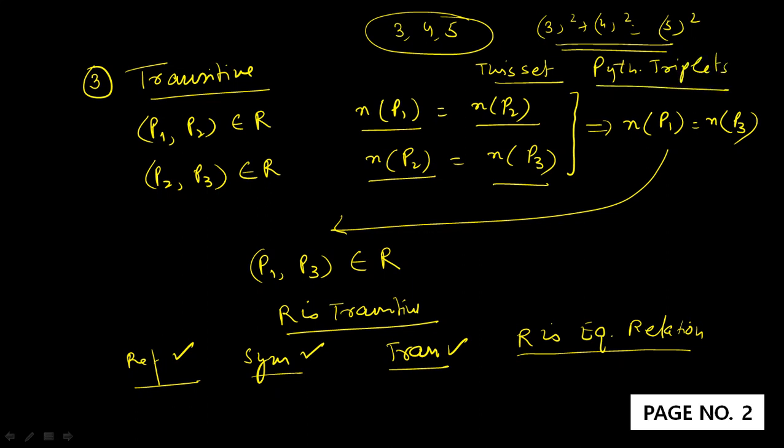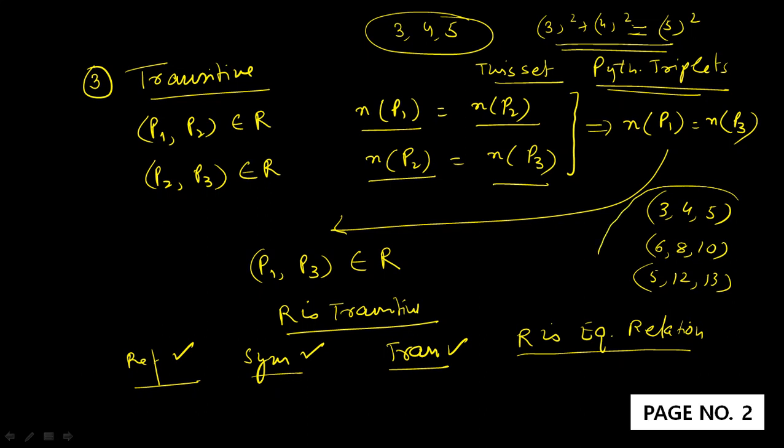If you design the set like this, it means square of first plus square of second is equal to square of third. All the elements of this category are Pythagorean triplets. You can write 3, 4, 5, it's one example. 6, 8, 10, this one is another example. 5, 12, 13, this one is another example. There are too many other examples you can take. This one is the combination of Pythagorean triplets.